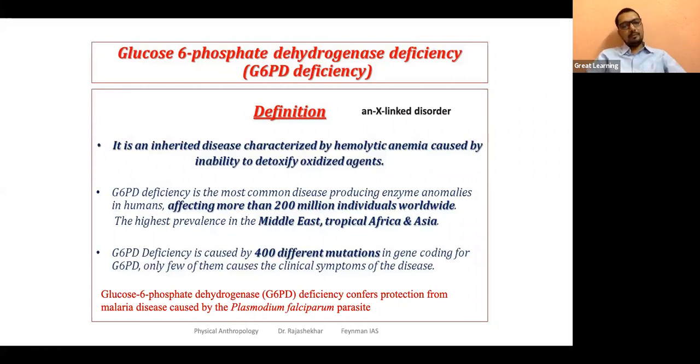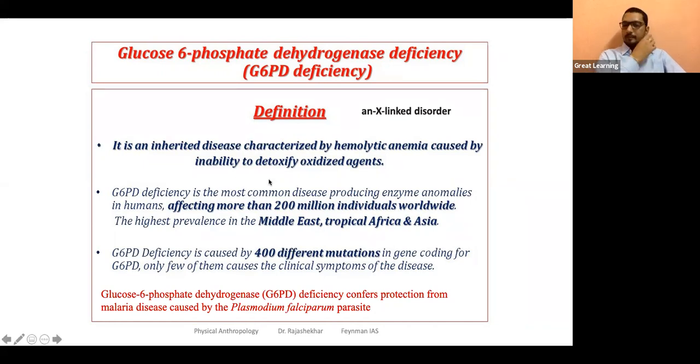And this is a very common problem in humans. As per the old reports, at least 200 million individuals in the world have this problem, especially in the Middle East, tropical parts of Africa, and Asia. This is more common there.